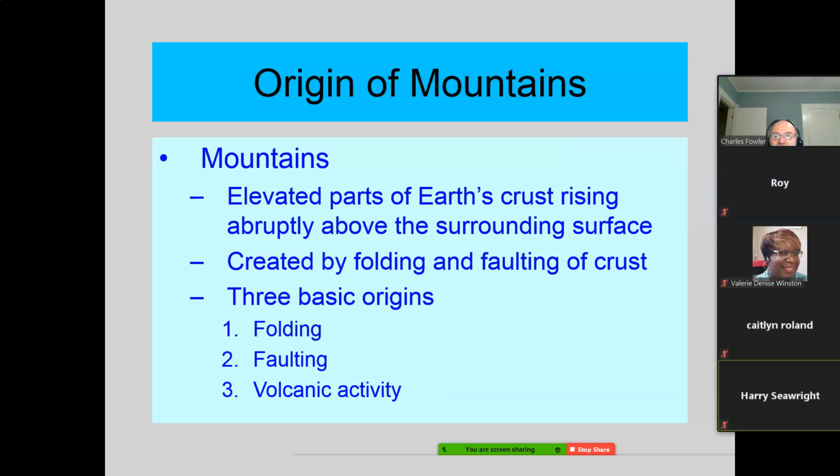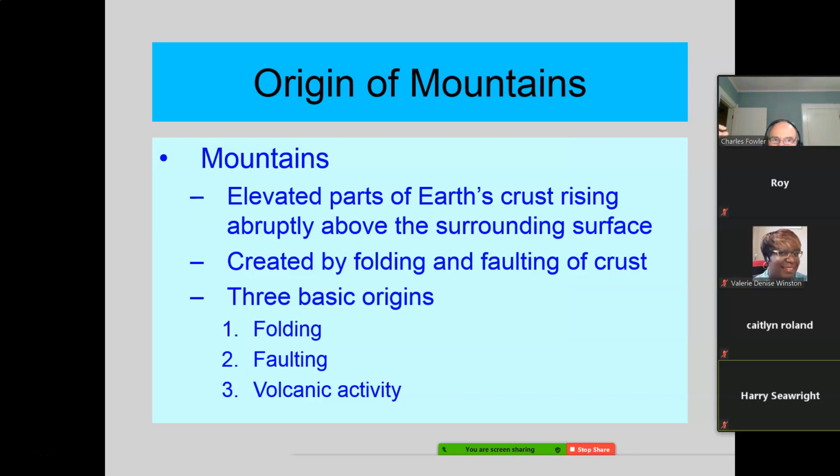Mountains, the definition: elevated parts of the Earth's crust rising abruptly above the surrounding surface. Okay? And that's an interesting definition. It may not sound that interesting to you now, but it makes for some interesting comparisons. Does anyone know the tallest mountain on the Earth? Mount Everest in the Himalayan range. Right up, I think, mostly in Nepal, but on the border of India, Nepal, China, it's right in there. The whole Himalayas are there.